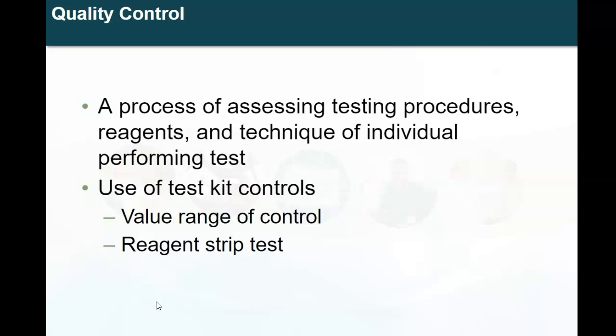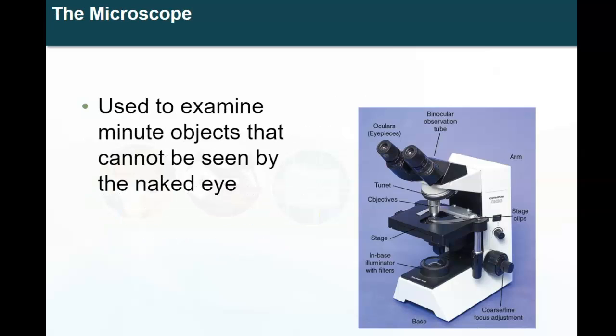So also for quality control, a process of assessing testing procedures, reagents, technique of individual performing tests. So that's kind of what I just talked about, making sure that your equipment is functioning properly so that you can get the accurate results. And then there's the use of test kit controls, like value range of control, and then the reagent strip test. One thing that we do with urinalysis is a reagent strip, so I'll teach you more about that when we get into that activity in the next chapter.